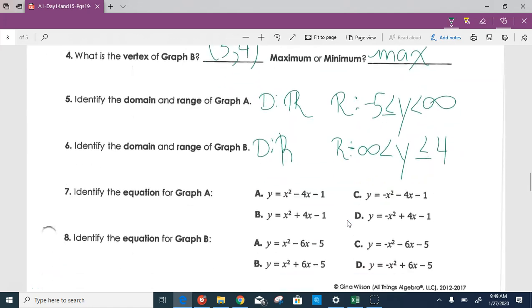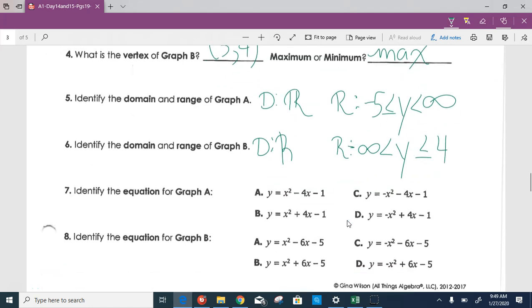Now, what I want you to do on your own, for 7 and 8, figure out which equation A, B, C, or D matches graph A on your calculator, and which equation A, B, C, or D for number 8 matches graph B.